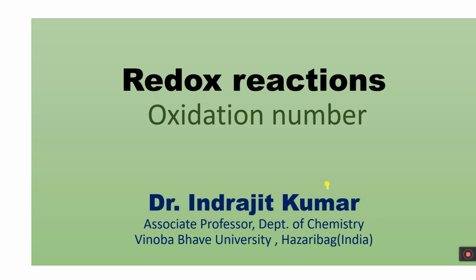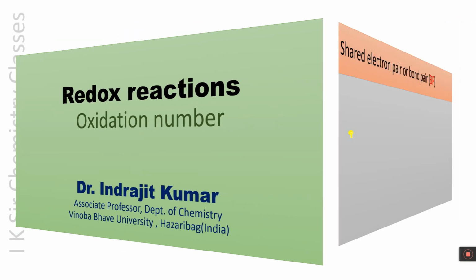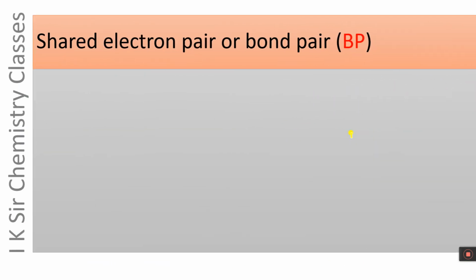We are in lecture number 3 on redox reactions. In this video, we will discuss oxidation number. But before going directly to oxidation number, let us discuss some important points such as shared electron pair, which is also called bond pair and denoted by Bp.